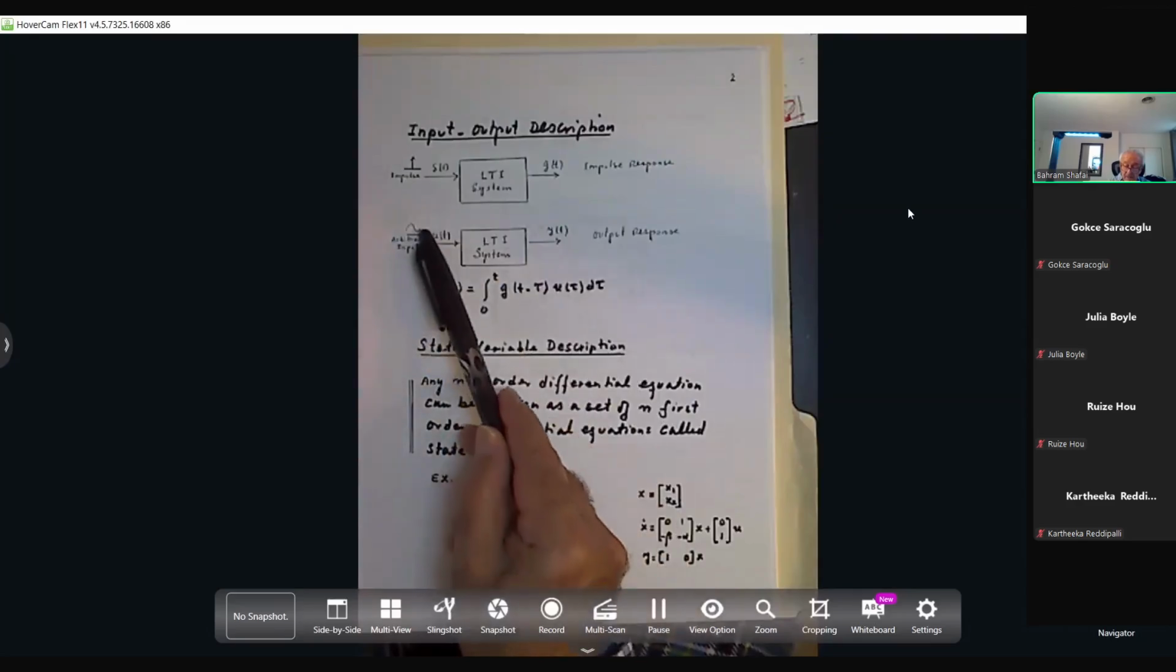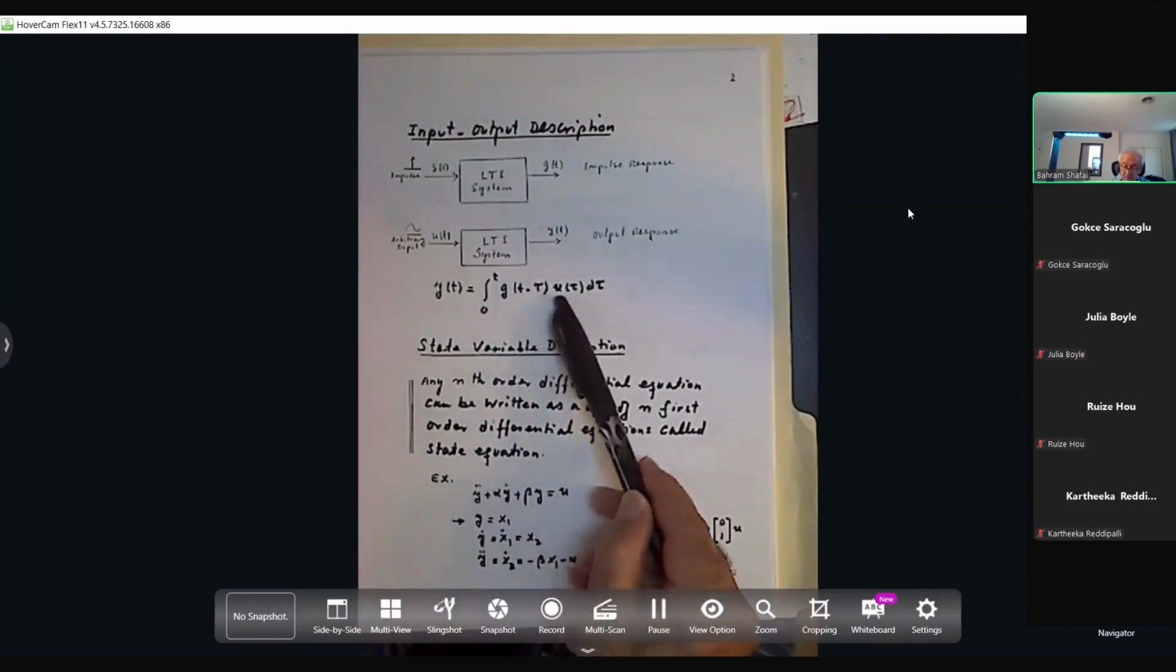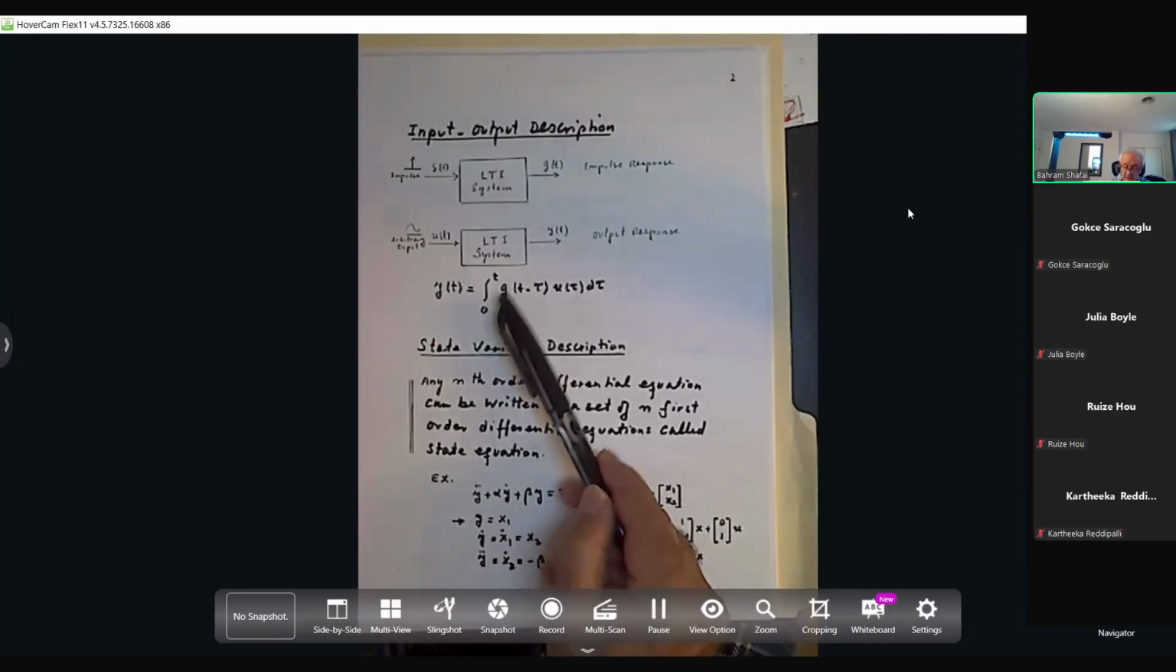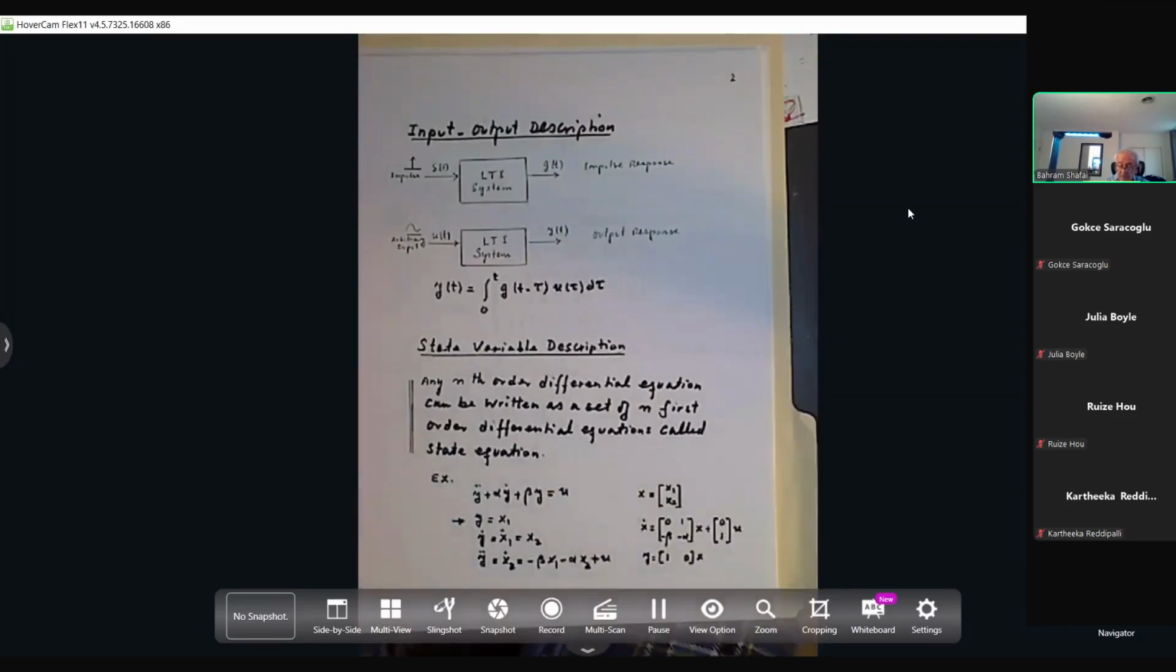Now, if you have an arbitrary input, then you can substitute that arbitrary input here. If the impulse response is given, then you can find the output response.